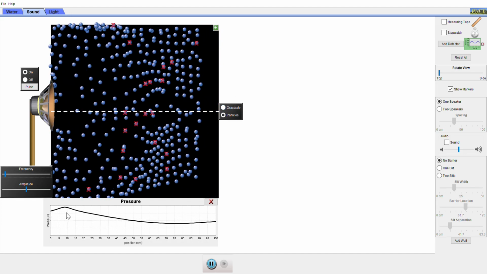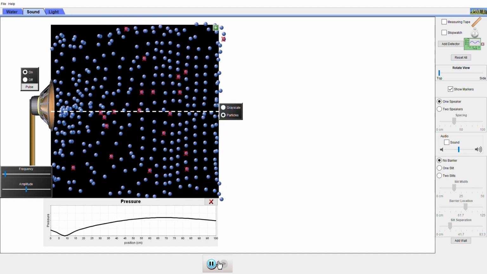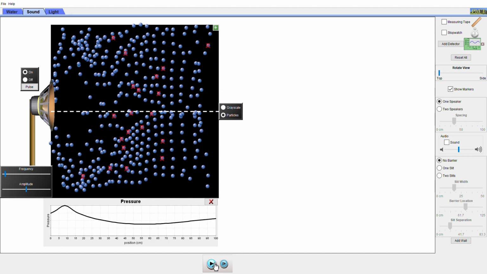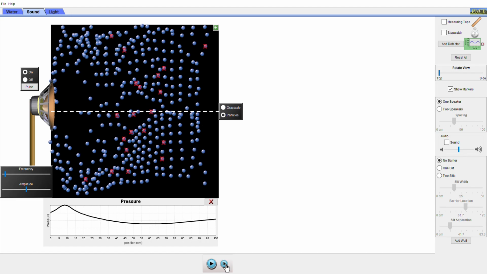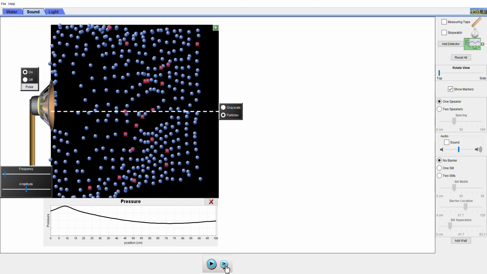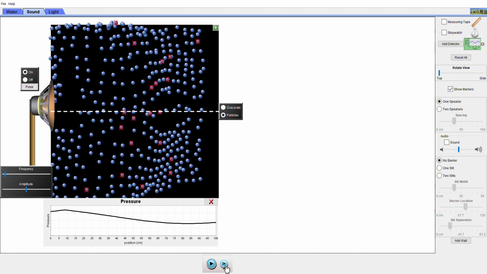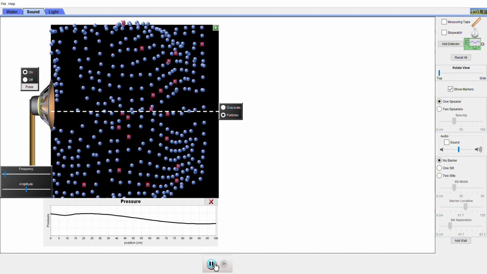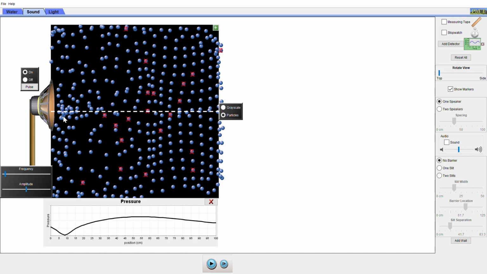You can see on the graph too that the crest of the wave, here's where the molecules are, well, here it shows where they're the farthest apart, the area of rarefaction. And then if we move forward, we have a wave trough where there is an area of greatest compression.